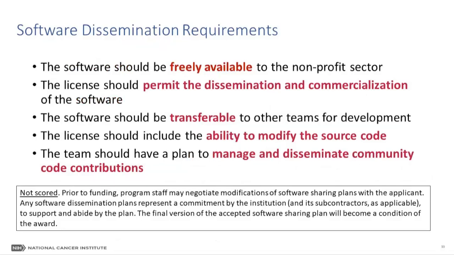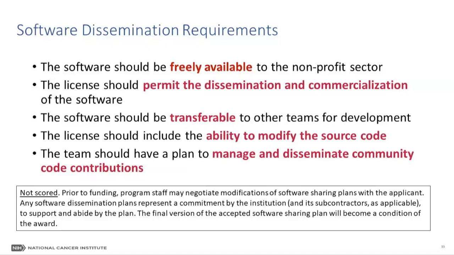Across all 4 of the ITCR FOAs, we require applicants to provide a software dissemination plan that's aligned with the requirements that are outlined in the FOA, again, to support the open source requirements of ITCR. So the software dissemination plan should describe an approach for making the software freely available to the nonprofit sector. The software should include a license that permits the dissemination and commercialization of the software. The software should be transferable to other teams for development in the case that the current team no longer can or cares to support the software in the long run.